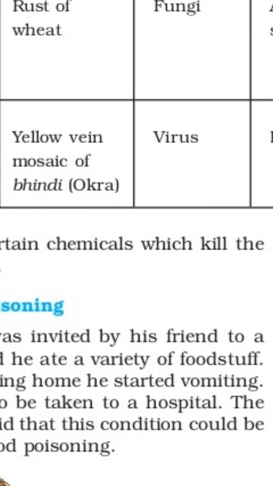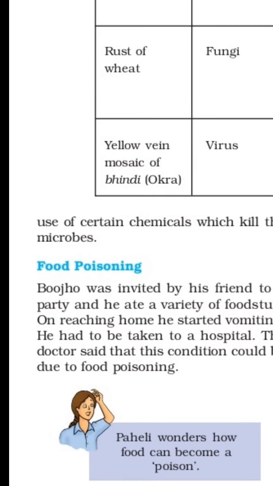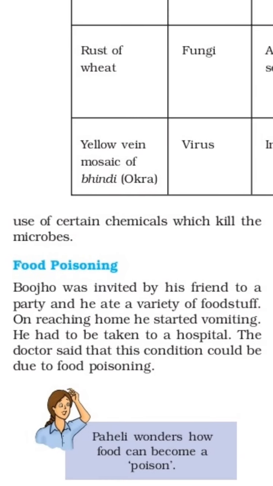Now the next point is, in our life maybe one time we will face this problem: food poisoning. Why does food poisoning occur, we will see in this point. Bozo was invited by his friend to a party and he ate a variety of foodstuff. On reaching home he started vomiting. He had to be taken to the hospital and the doctor said the condition could be due to food poisoning.